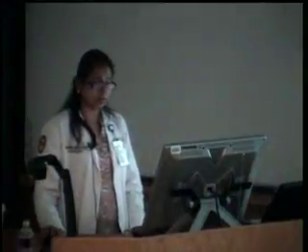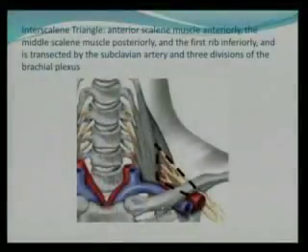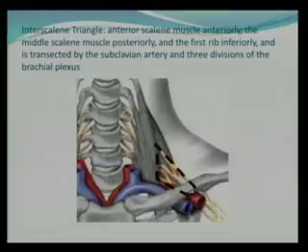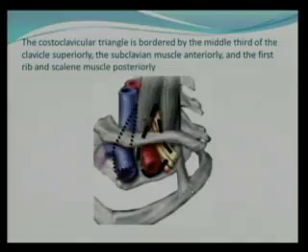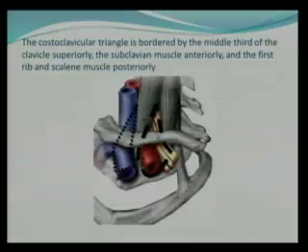Jane? Alright, so that was number 1, scalenus anterior, middle scalene muscle, and clavicle or lateral border of first rib, and you're thinking about neurogenic. Now you see the costoclavicular triangle. Now we have this, that was an anterior view. The patient is standing in front of you. This is a lateral view.